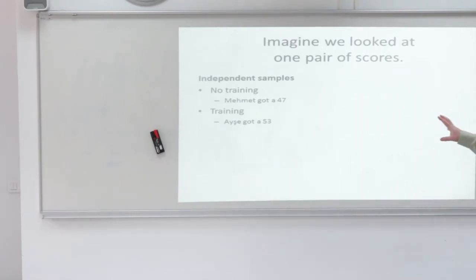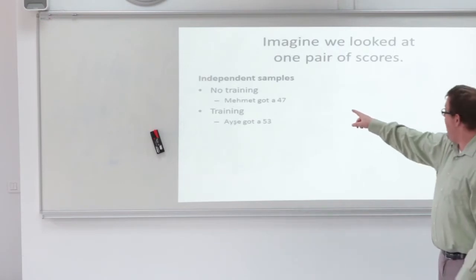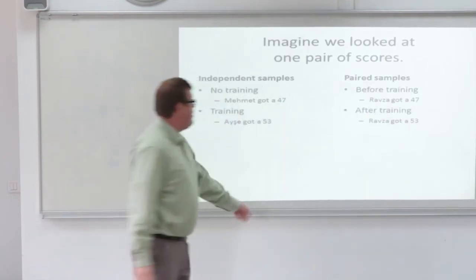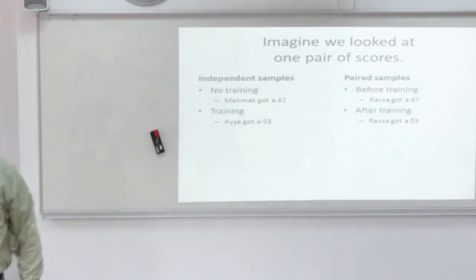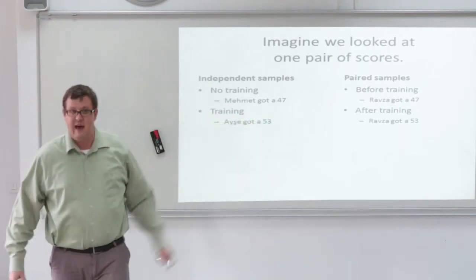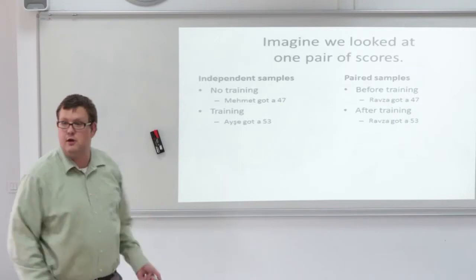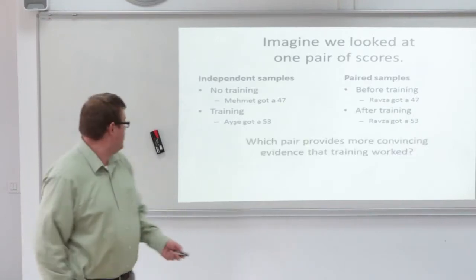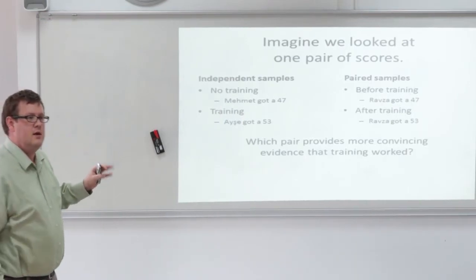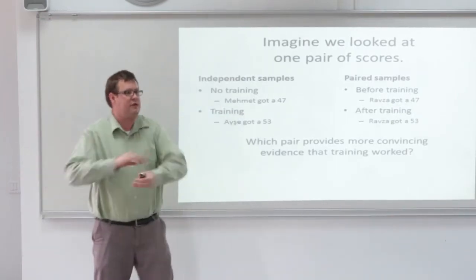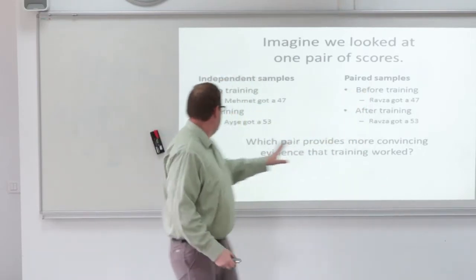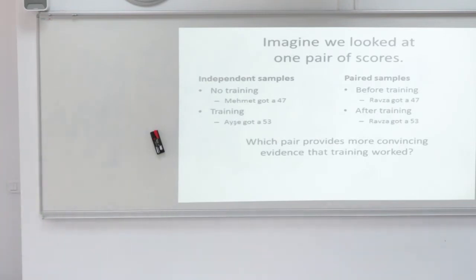Now compare this with the situation where you have dependent or paired samples. Imagine that you have Ravza. So Ravza, before the training, got a 47. After the training, Ravza got a 53. So my question is, which of these pairs, these are both pairs, right? But these pairs are just sort of randomly thrown together. Whereas this pair is like a meaningful pair, right? So which pair provides more convincing evidence that the training worked?